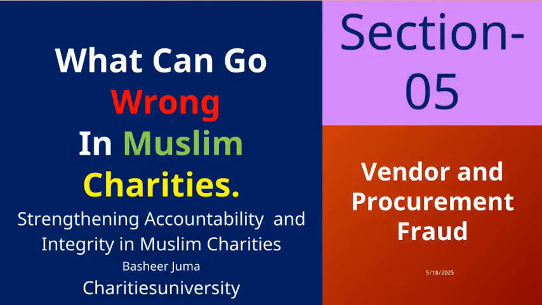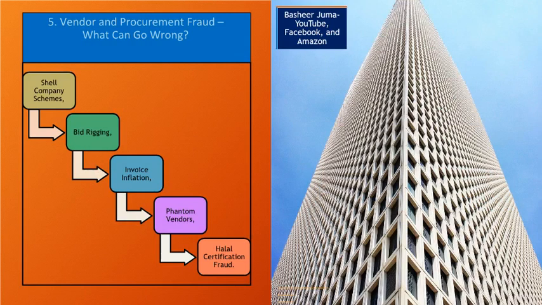Section 5: Vendors-related procurement fraud. What can go wrong? Shell company schemes. Creating fake companies to bill the organization. Bid rigging. Manipulating the competitive bidding process. Invoice inflation. Billing for more goods or services than provided. Phantom vendors. Creating fictional vendors for fraudulent payments.